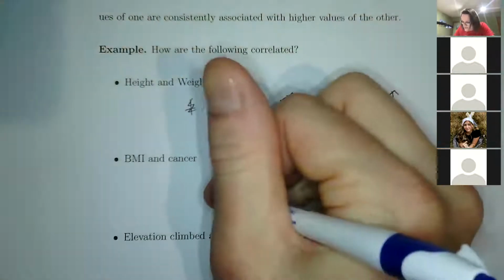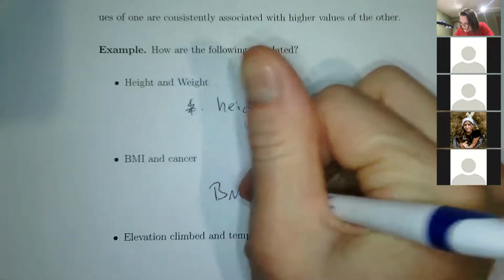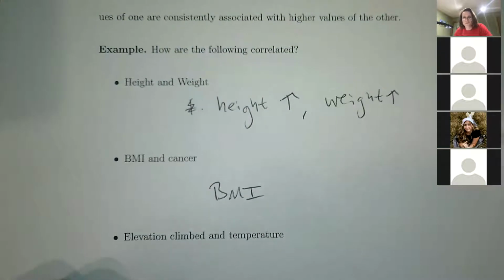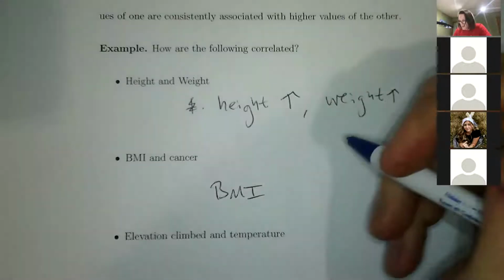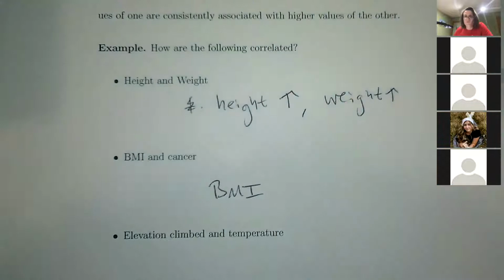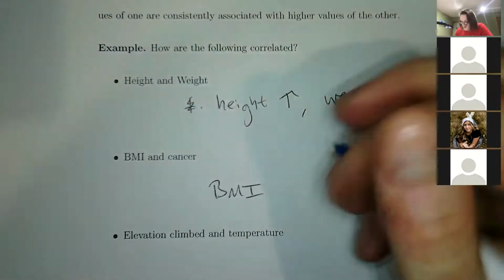BMI is your body mass index. I think that's what it is. Basically, it's your weight compared to your height. And there are whole charts that detail that if your height is this, then your weight should be in this range for you to be healthy. And so the higher your BMI, generally the more incidence of cancer.